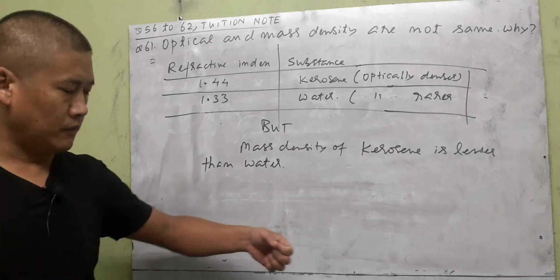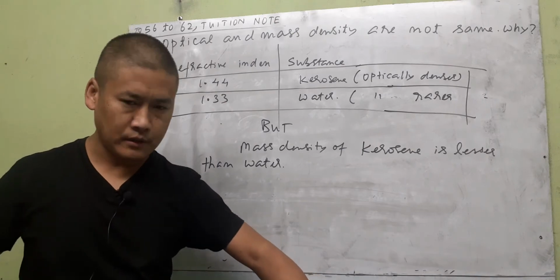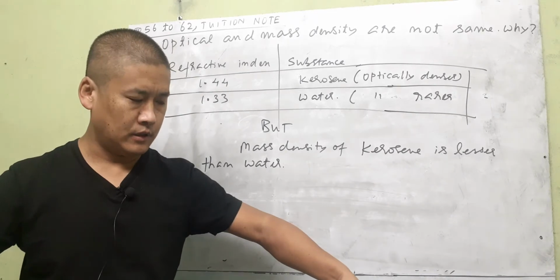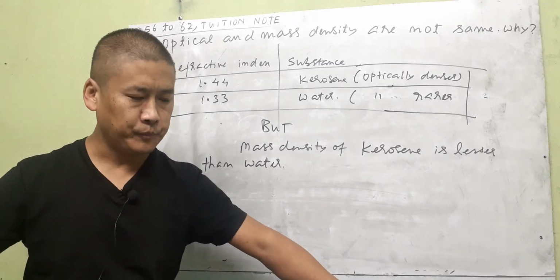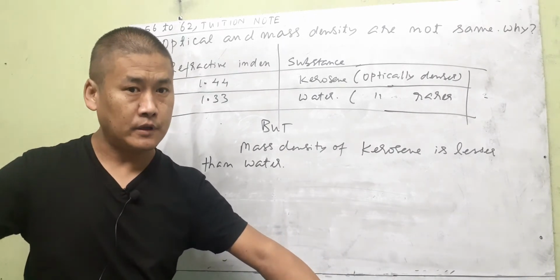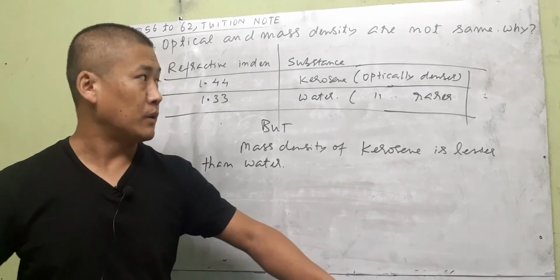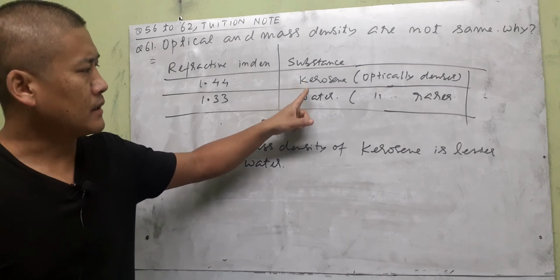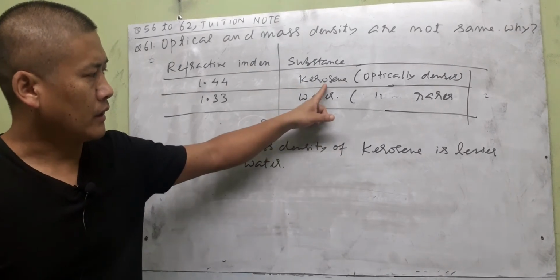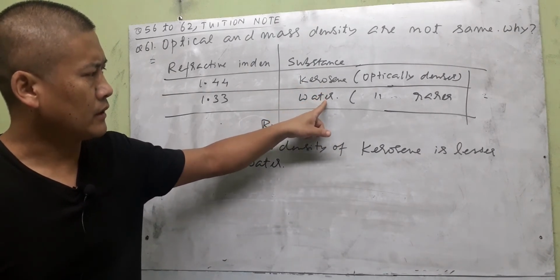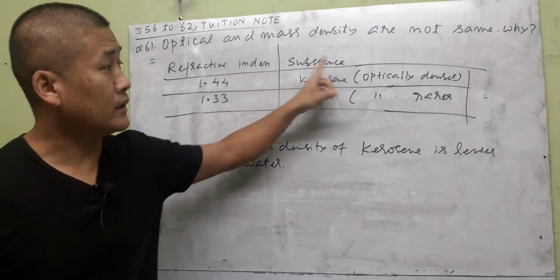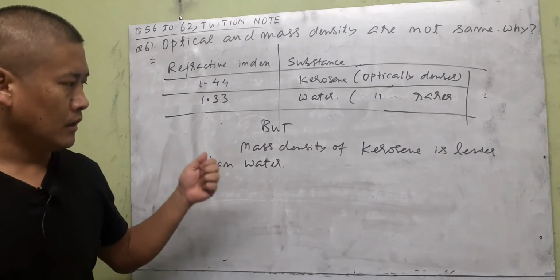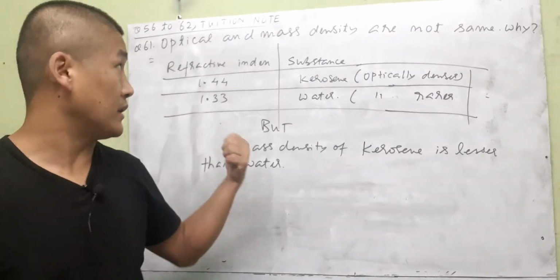That means if you take 5 liters of kerosene in one bucket and 5 liters of water, the same volume, in your right hand water and left hand kerosene, you'll always find that water is heavier. That means it has more mass density. But when you consider refractive index, kerosene, which has lesser mass density than water, has higher refractive index. So optically it is denser, but mass wise it has lower mass density. This explains this question.